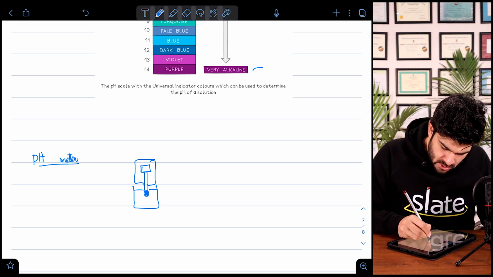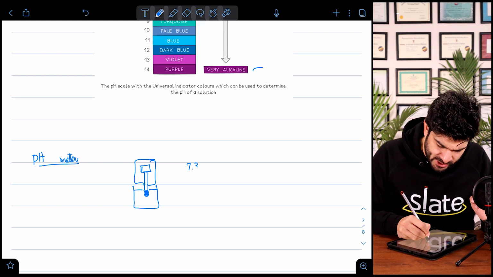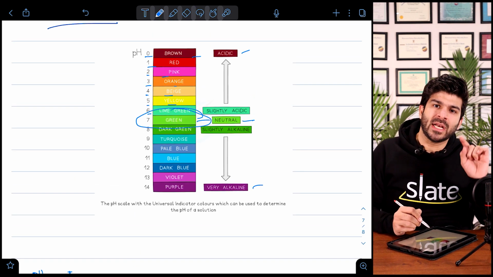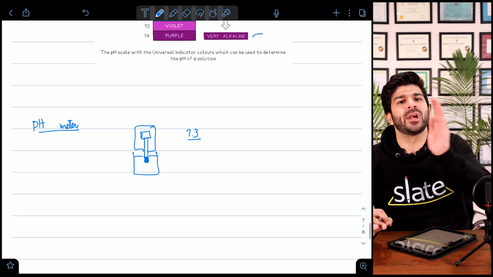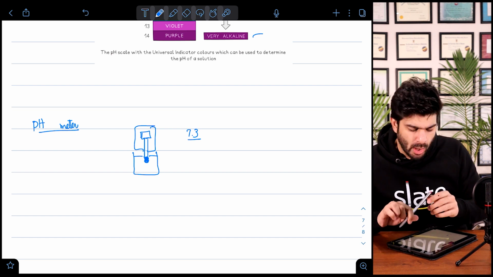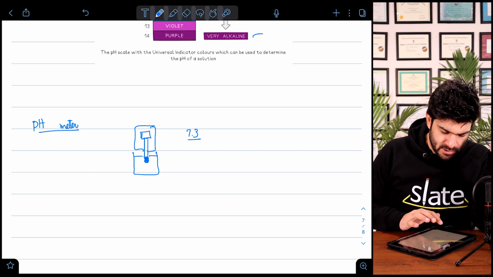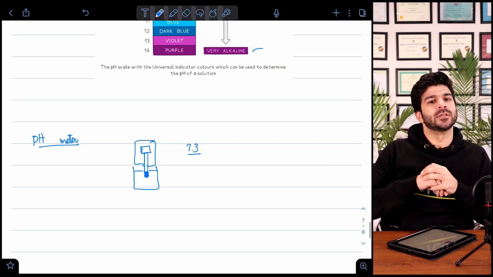For instance, we saw in the case of blood it was 7.2 or 3. So 7.3. The universal indicator cannot give me that value. It can only tell me it's 7. But the pH meter will give me the exact value, 7.3. So that is how you calculate the pH. Through two-color indicators, through the universal indicator, which is the shade card, or through pH meter.